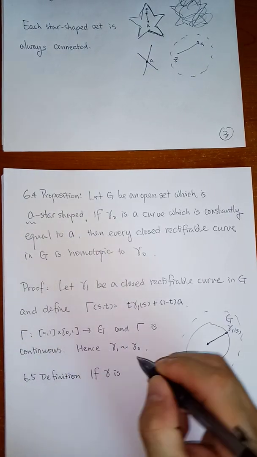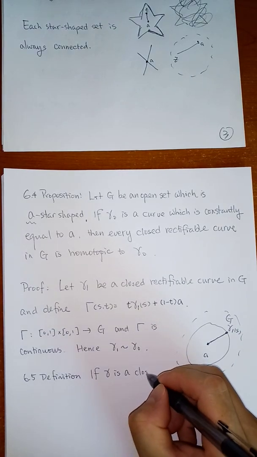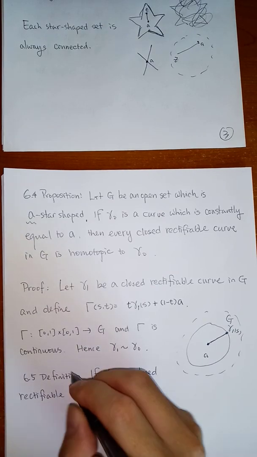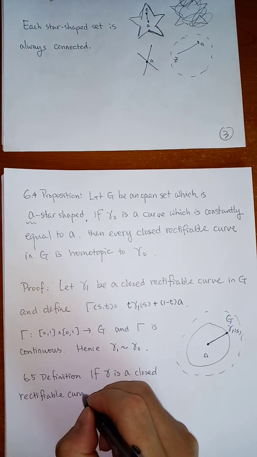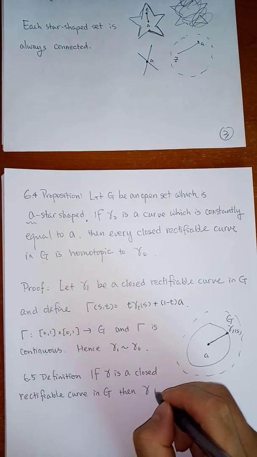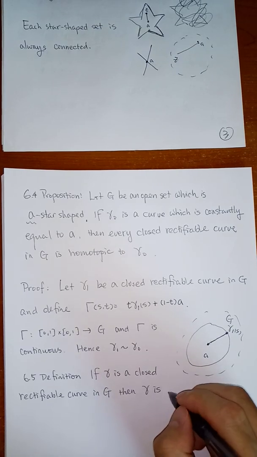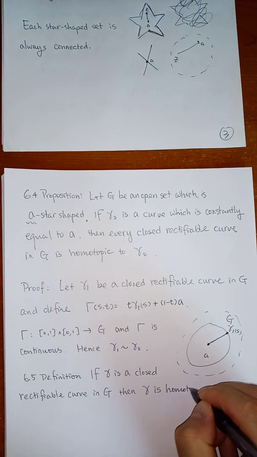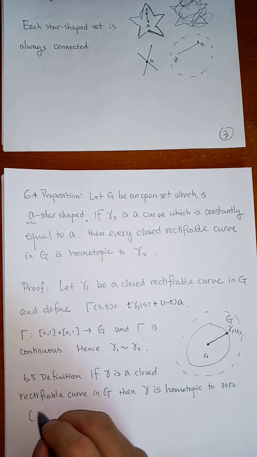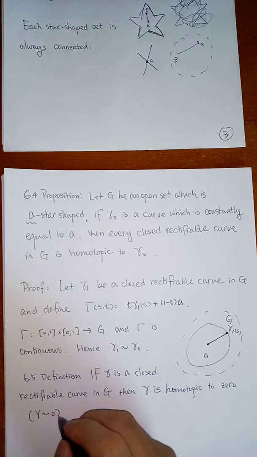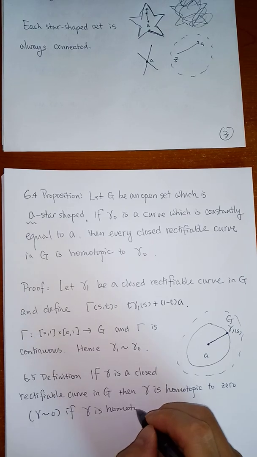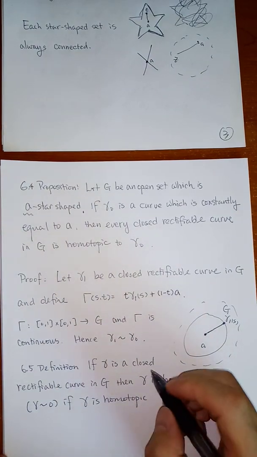If gamma is a closed rectifiable curve in G, then gamma is homotopic to 0. We write gamma is homotopic to 0 if gamma is homotopic to a constant curve.